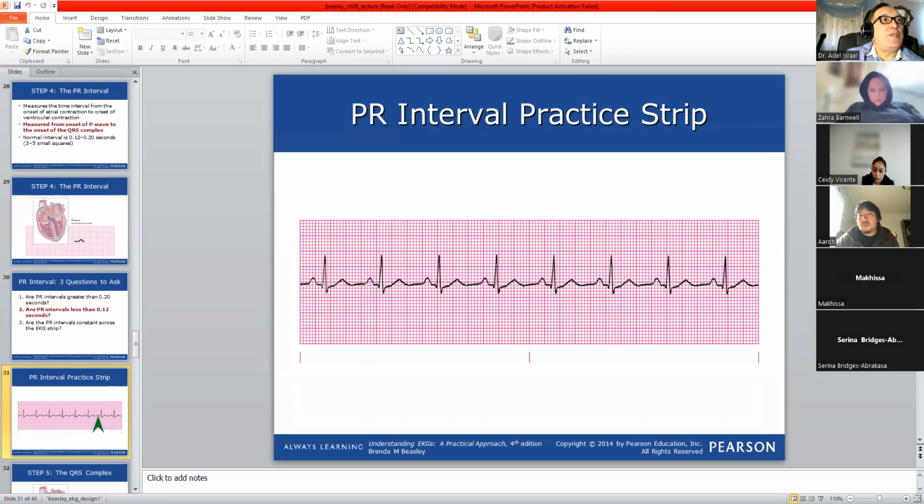So PR interval, we can say that from here, you see the green line? This is the beginning of P, and here the beginning of R. Let us count how many small squares. 1, 2, 3, 4, 5, 6.